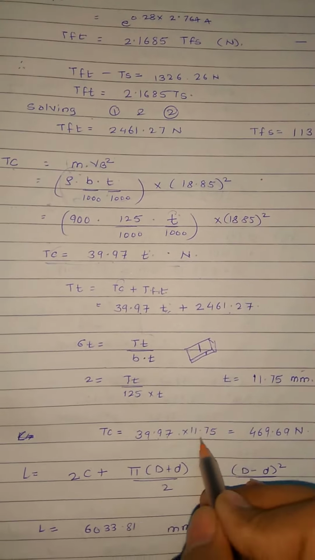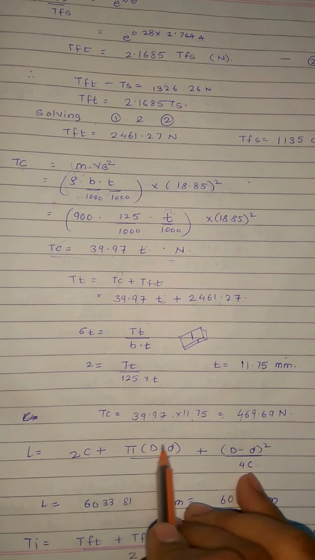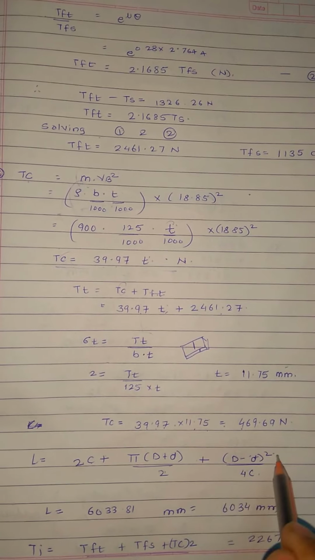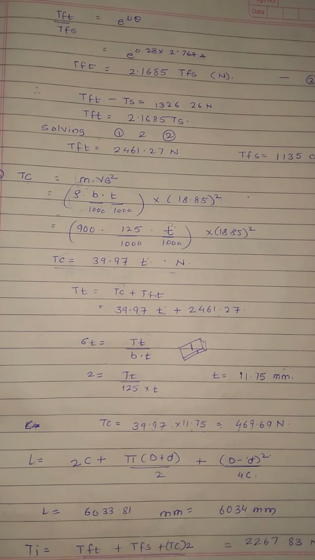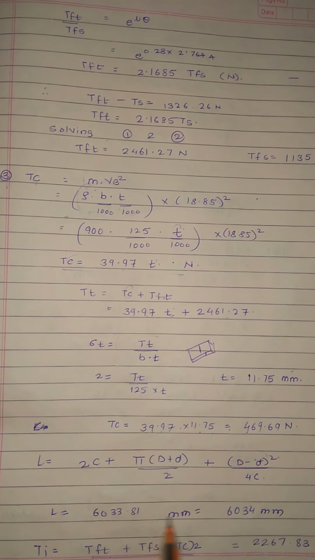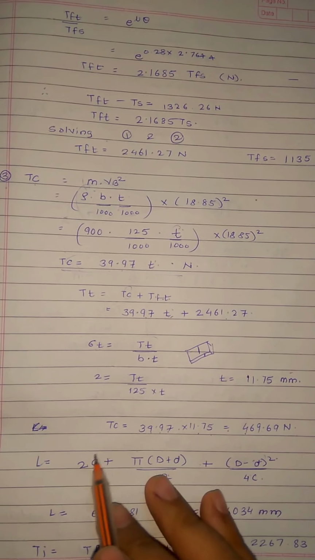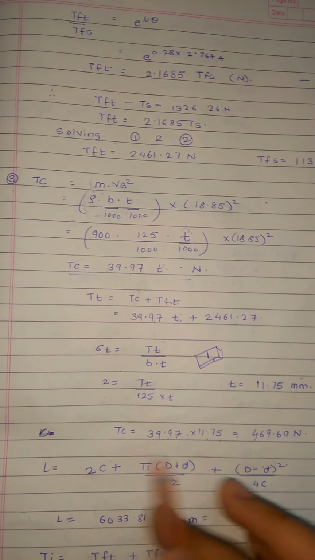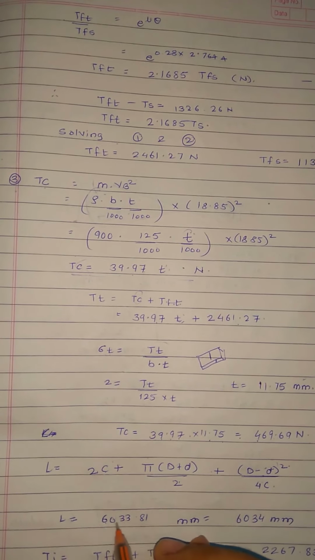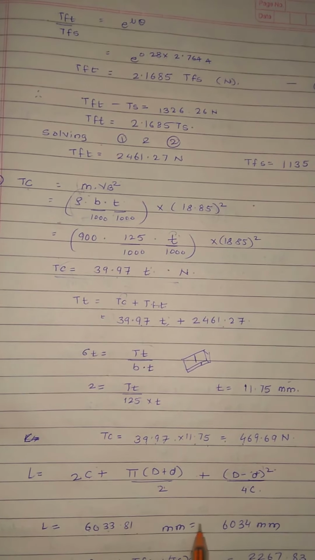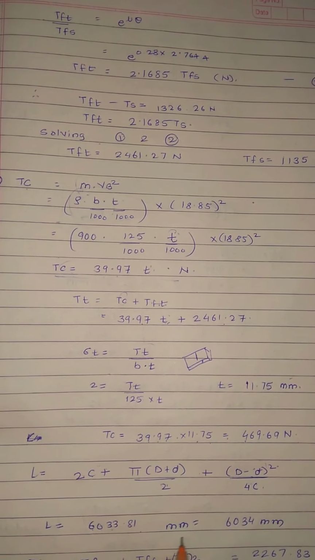First step is done. Let's calculate the length of the belt, which is equal to 2c plus pi into (D plus d) by 2 plus (D minus d) whole square by 4c. This is a derived formula. We don't have the derivation, so just remember the formula. So putting all the values in the following equation, we'll be getting length of belt as 6034 mm. Now c was given as 2000, D and small d were given. So putting all the values as it is, we get 6033.81. We have to round it off to the next possible or next given dimension. So we are given 6034 from the catalog.